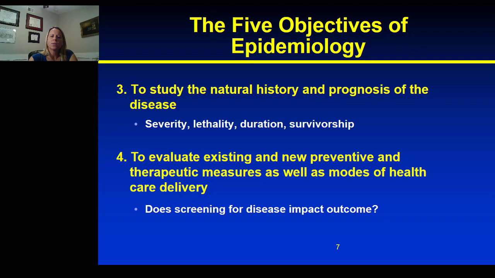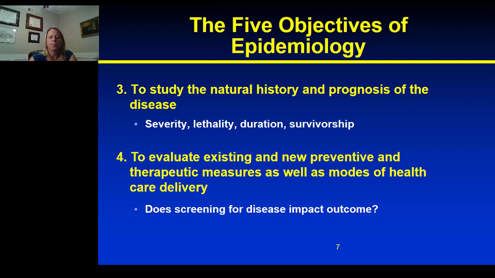The third objective is to study the natural history and prognosis of a disease. This is where we're interested in the morbidity and mortality associated with a specific disease and how those factors have changed or may change over time. For instance, the HIV/AIDS epidemic that occurred in the 1980s had a different morbidity and mortality than it has today, and that's due to the availability of treatment for people infected with HIV, as well as the changing of the virus itself.